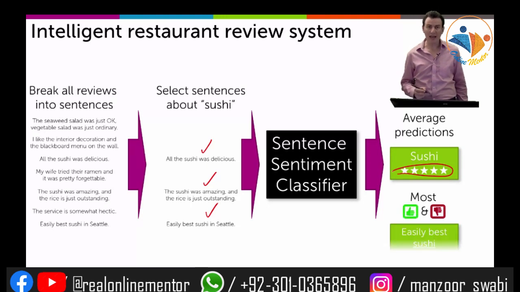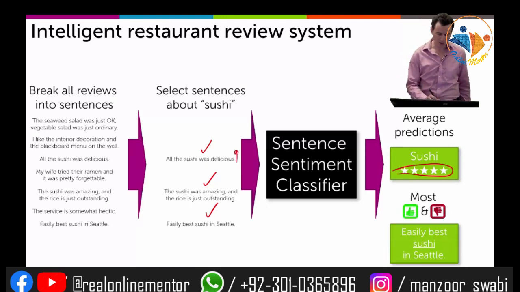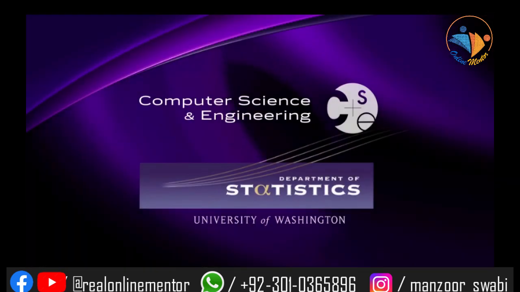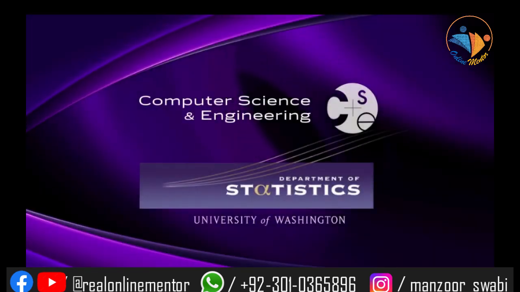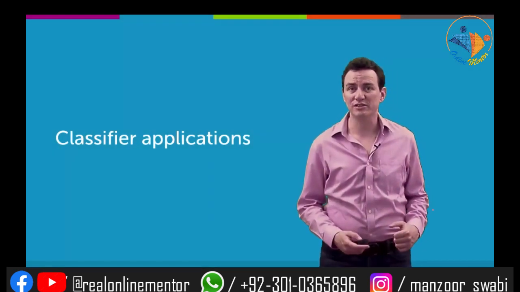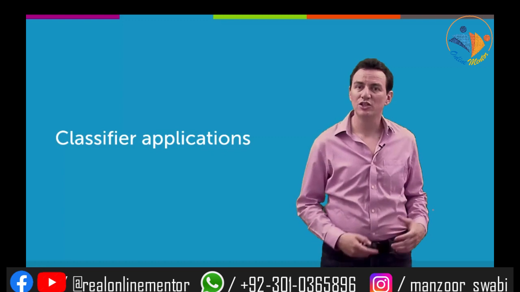And not just that, I can look at the sentences about sushi and look at which ones are most positive. So for example, this one might be the most positive, easily the best restaurant in Seattle, and I can display those. I can also display the most negative ones. In this case, there's nothing negative to say about the sushi. So we've now built a whole new kind of restaurant review experience using classifiers.